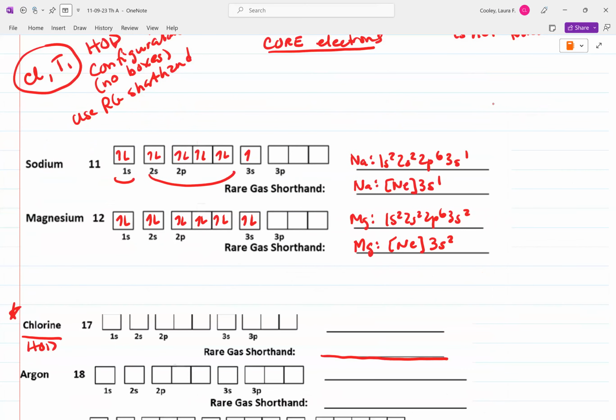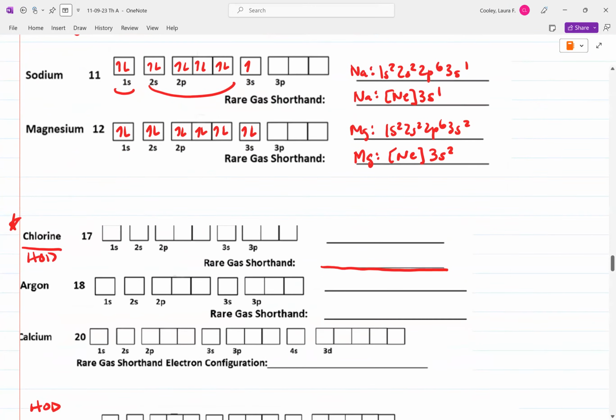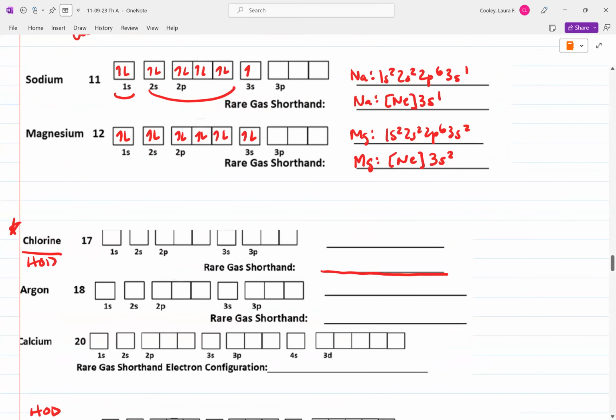What's in brackets is always in the last family, the last group, the last column of the periodic table. Those are the rare gases. So chlorine now, I'm not going to do for you because it's one of the HOD. I think you know how to do it. Well, maybe I'll do that one for you.